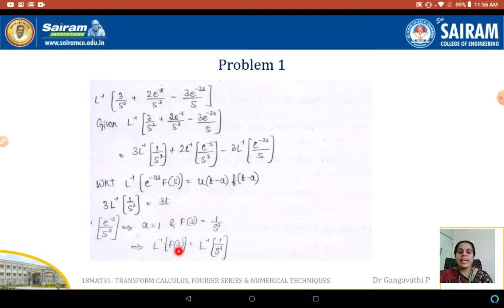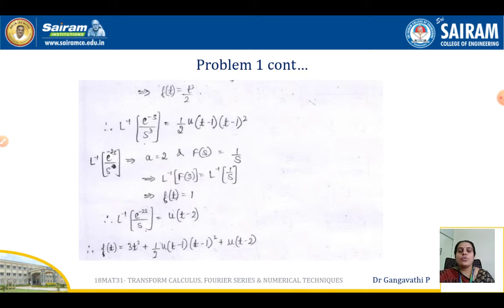So L inverse of f of s, L inverse of 1 by s cube, is not in the standard form. We need to do a small modification here, because 2 factorial is missing in the numerator: Laplace transform of t square is 2 factorial by s cube. When we compare with that, 2 is missing. So what we do is multiply and divide by 2 first, and then the Laplace transform of 2 factorial divided by s to the power of 3 gives us t square, and the denominator 2 which we have taken stays as it is. Therefore L inverse of f of s is f of t, which is t square by 2. That is for the second term.